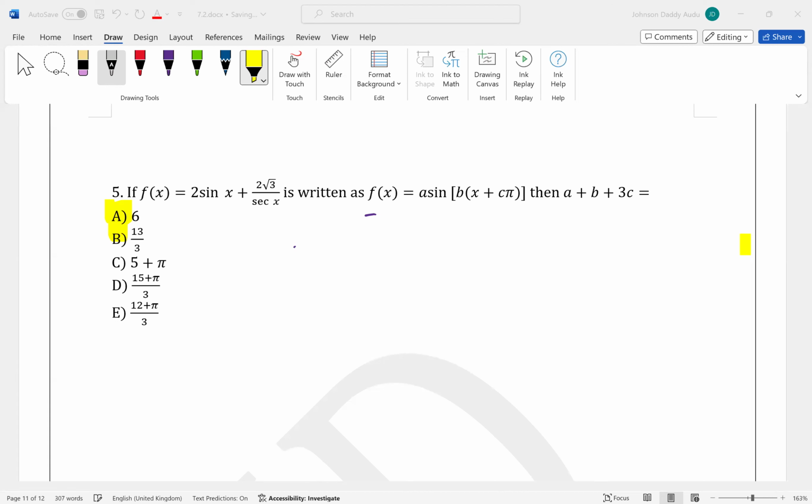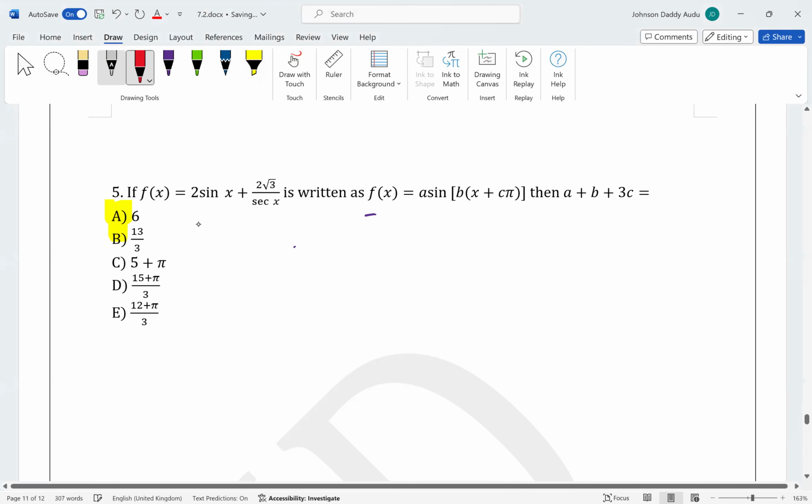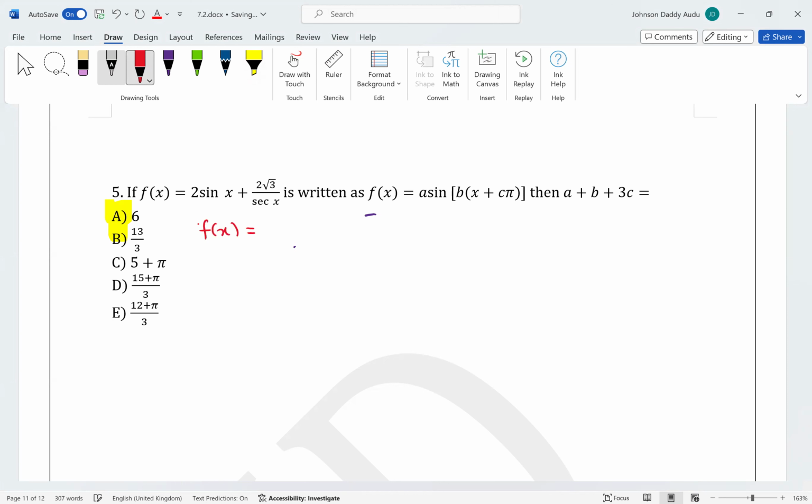So now we can first of all write this as f of x equals 2 sine x plus, now this is nothing but 2 root 3. You see, 1 over sec x is the same thing as cosine x. Yes? So this is what it is. And don't forget, you can write this now as what?